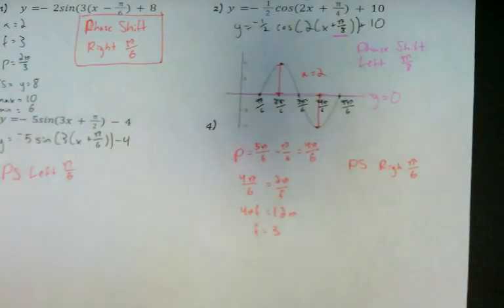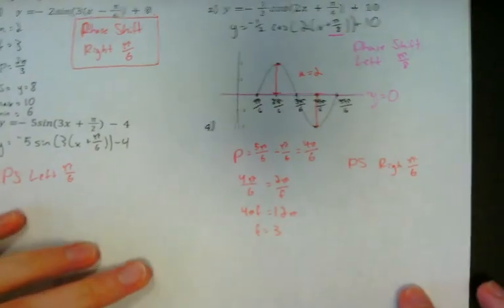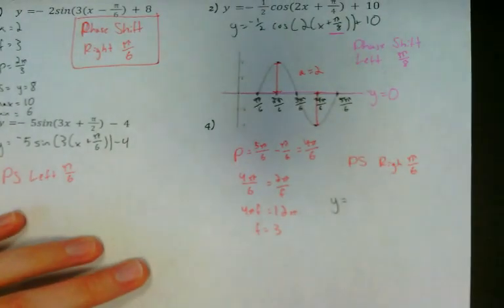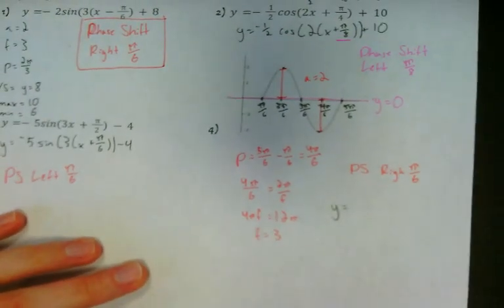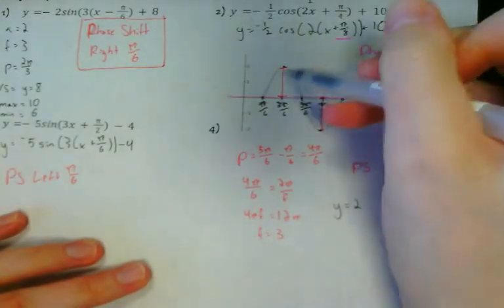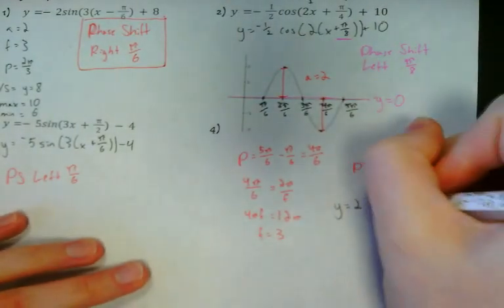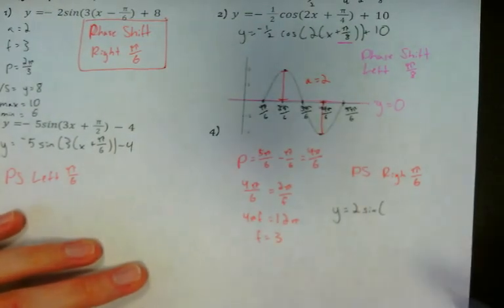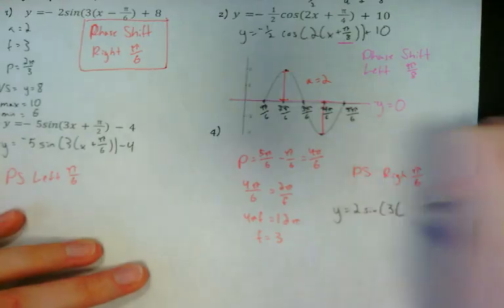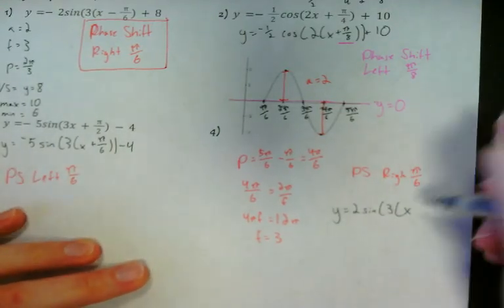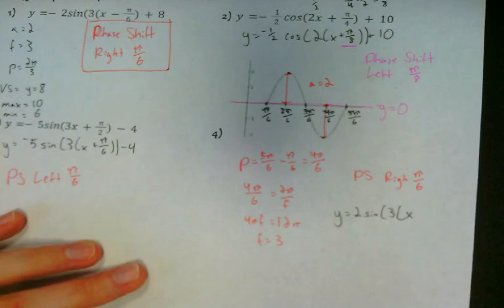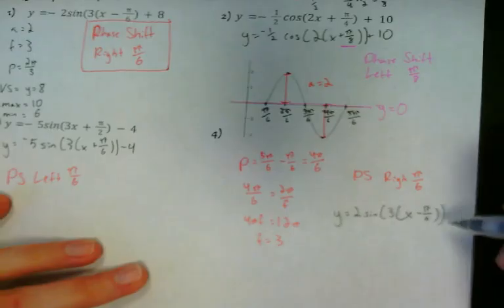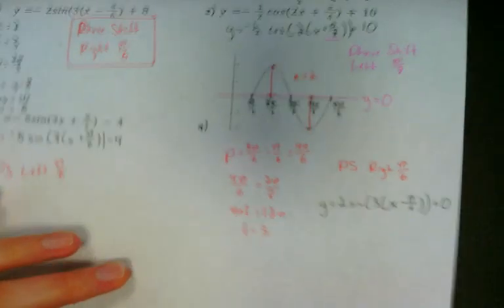So now I can make my equation. I have everything I need. Y equals, what comes first? 2, my amplitude. I'm going to my max first, so it's just a positive. This is my sine function. What comes next? My frequency of 3. Then I have another parentheses. Then I have x minus my pi over 6. And then you can either leave it off or add a plus 0 if you want to. That's up to you.